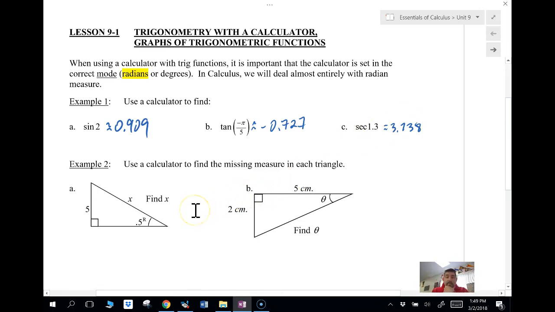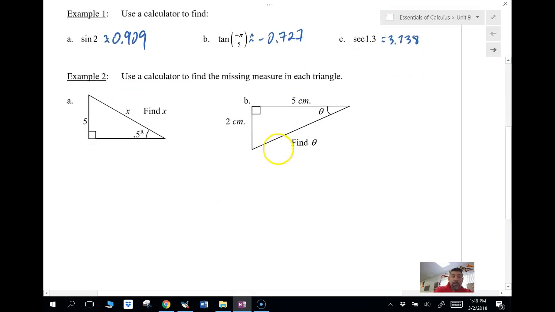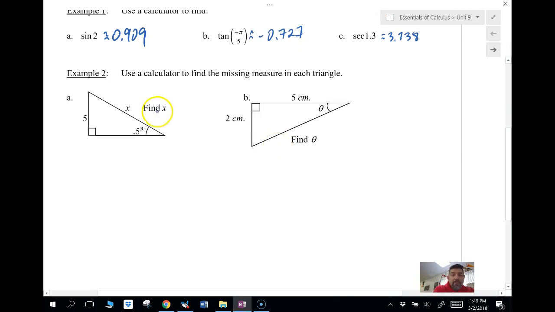Now, use a calculator to find the missing measure in each triangle. So we've got to do a little bit of trig here. Find x. Now, everything's going to be in radians. Before this class, you might have done these triangle problems in degrees. This time, we're going to do everything in radians. So we've got an angle here. We've got the opposite and the hypotenuse. So we're going to use sine. So sine of 0.5 in radians is equal to opposite over hypotenuse.